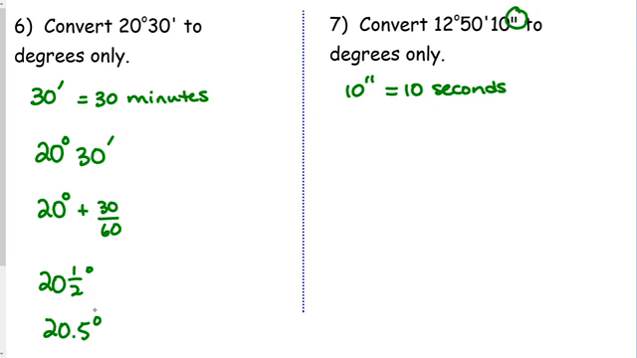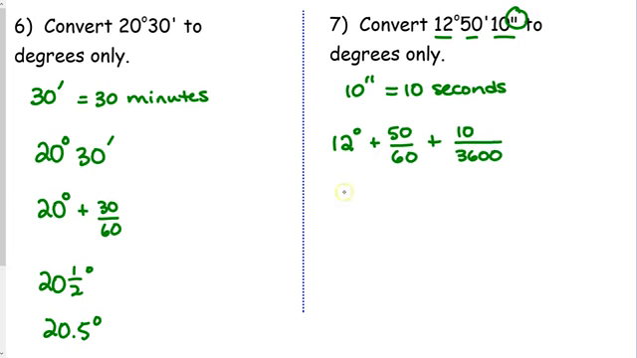Number 7, we have degrees, minutes, and seconds. So we have our 12 degrees, and then we have 50 minutes, so that would be 50 out of 60 total to make a degree. And then we have 10 seconds, that would be 10 out of 3,600 seconds total to make a degree.